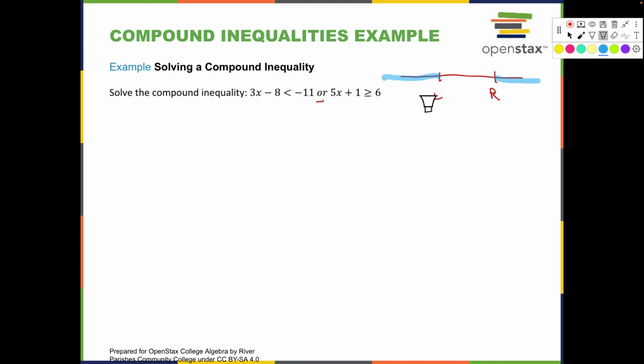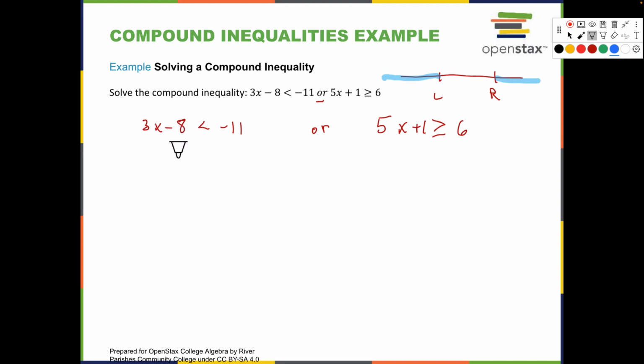And when you have the or, typically we're working through two different inequalities. So let's back up. 3x minus 8 is less than negative 11. And then we'll just put over here 5x plus 1 is greater than or equal to 6. There we go. So we just really have two problems to solve.